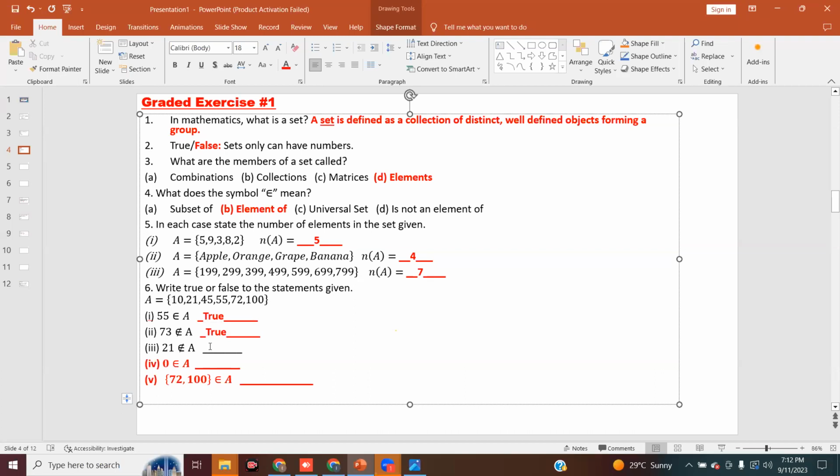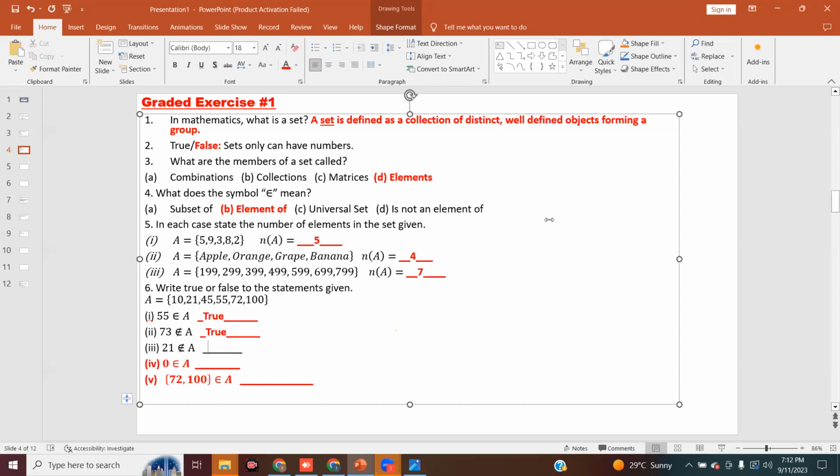Rashid, what do you have for number 6, I? 21 is not an element of A. What do you have for that? False. 21 is not an element of A. Is that false? Yes, sir, that's false. The answer is false. Are you sure? Yeah, it is false. Why is it false?